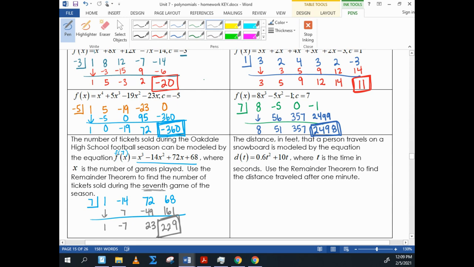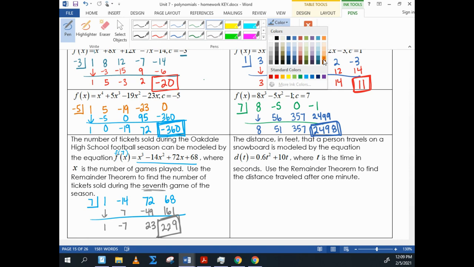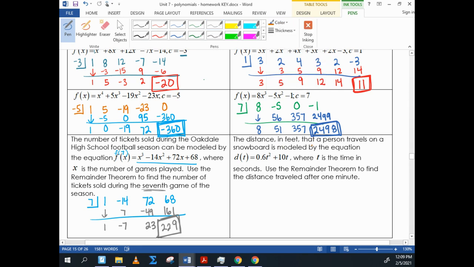All right, let's try this last one. This is a fun one. It's also a trick question. They give you the distance in feet that a person travels on a snowboard. So here is the distance. So if we know how long they've been snowboarding, if we know the time, t is the time, we can just plug in a time and it'll tell us how far we've gone.